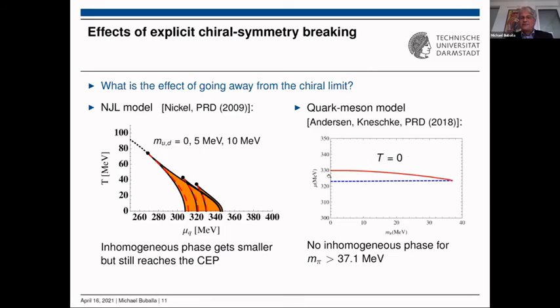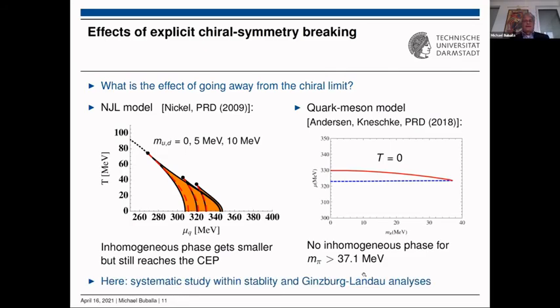So what is shown here is, at T equal to zero, the two phase boundaries of the inhomogeneous phase as a function of the pion mass. And so you see in the chiral limit, you still have this inhomogeneous phase, but then it gets smaller and finally vanishes at this value. And so the question is, can we shed some light on this issue?